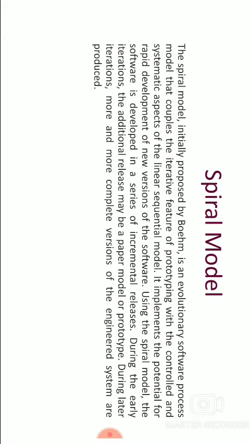And today I am discussing the spiral model. The spiral model was initially proposed by Boehm. It is an evolutionary software process model that couples the iterative features of prototyping with the controlled and systematic aspects of the linear sequential model, and it is also based on the waterfall model, and it implements the potential for the rapid development of new versions of software.